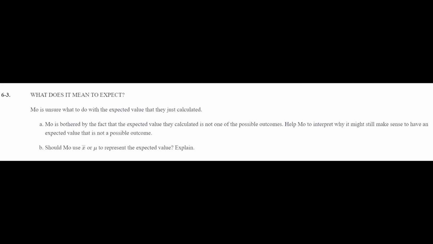So this is a legit concern. How could the expected value be 3.9 when that's not one of the probabilities? Well, 3.9 is what we would expect to get if we did this over and over and over again. Like our average score, if we add it all together and divided by whatever turns we took, we'd get 3.9. And then should we do X bar or mu? This is the entire population, so mu.